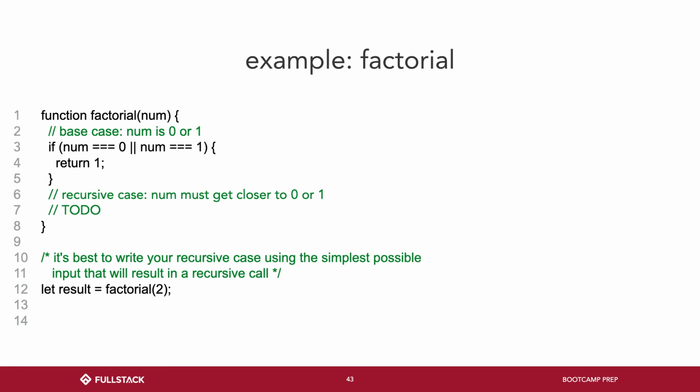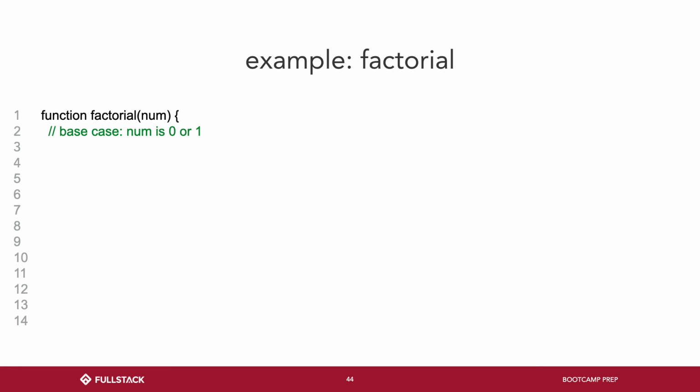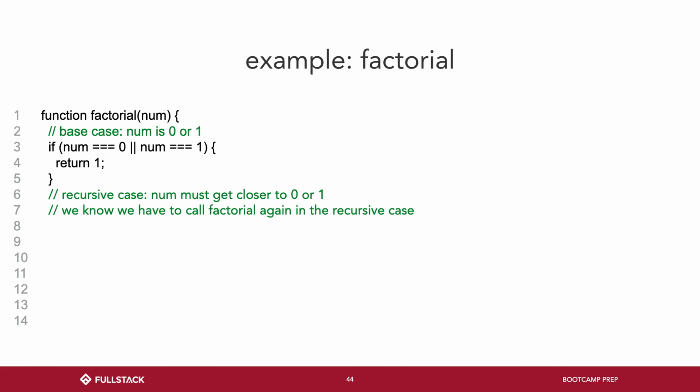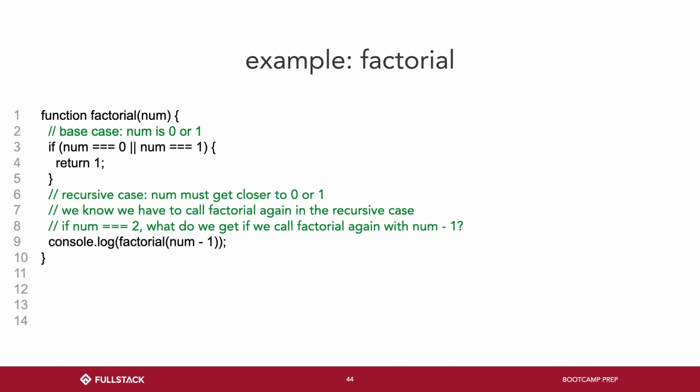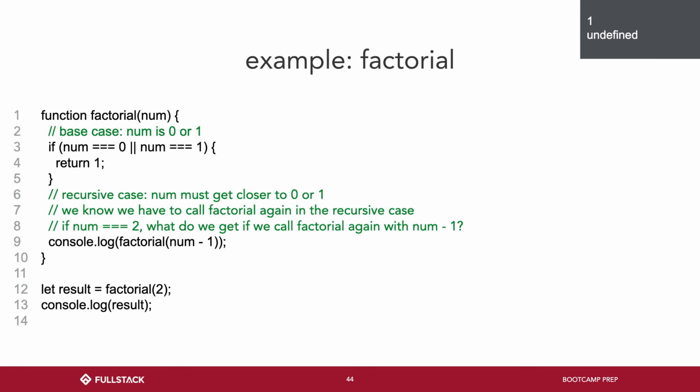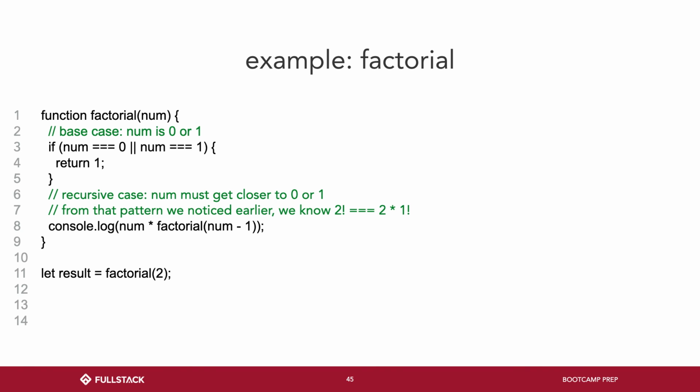So we say let result equal factorial of 2, console.log result. So right now it's undefined because we're not returning anything, right? Factorial of 2, there is no recursive call and there is no return statement because 2 is not equal to 0 or 1, so we never hit that 1, right? So let's change it so that we do console.log factorial of num minus 1, right? So we get 1, but then result is also undefined. Okay? This is kind of annoying.